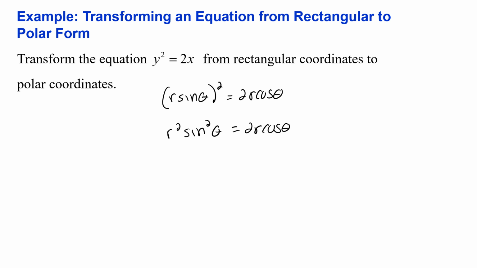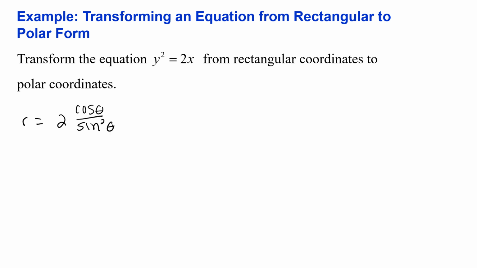Now, this is the polar form of the equation, but I would like to simplify a little in an effort to solve for r, to see if I can graph this in my calculator. So I'm going to divide both sides by the term r sine squared theta. So on the left-hand side, I divide by r times sine squared theta. On the right-hand side, I divide by r times sine squared theta, and I end up getting r equals 2 times cosine theta divided by sine squared of theta.